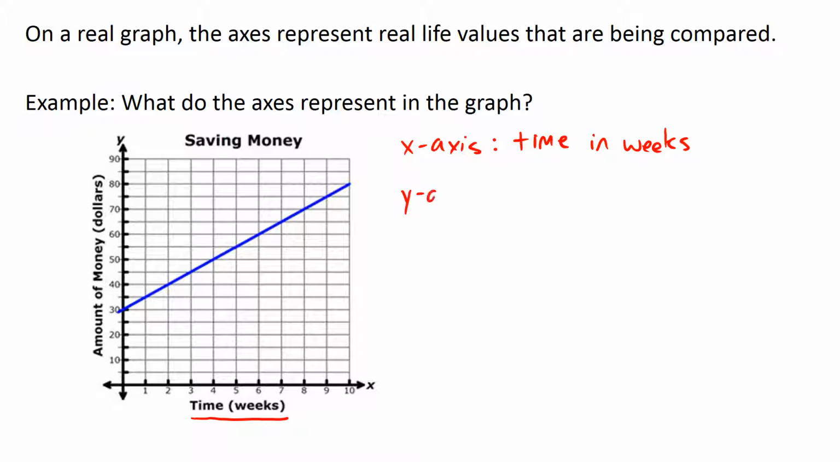And how about the y-axis? What does the y-axis represent? So again, this is going to be the axis going up and down, and we can even see the y here, which is very helpful for us. But we see that it's measuring the amount of money that has been saved, according to the title. So I'll write amount of money saved in dollars.